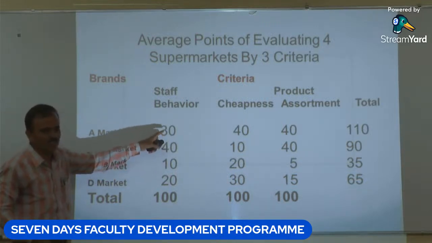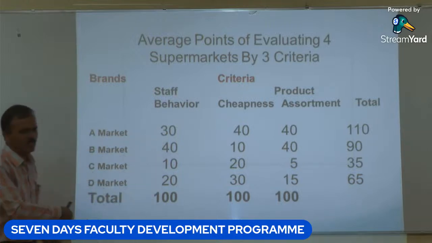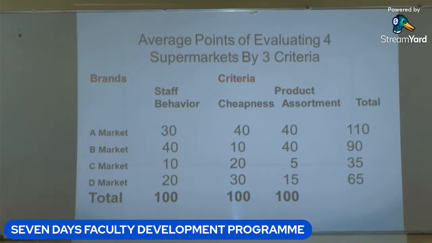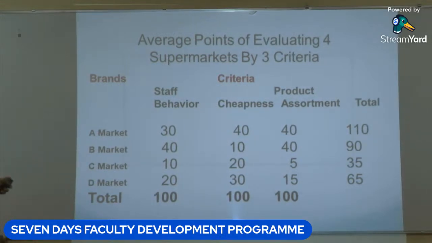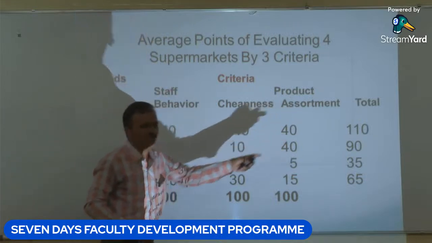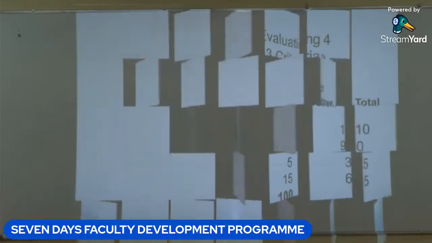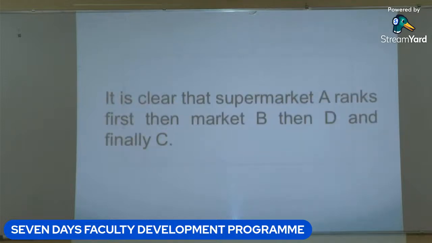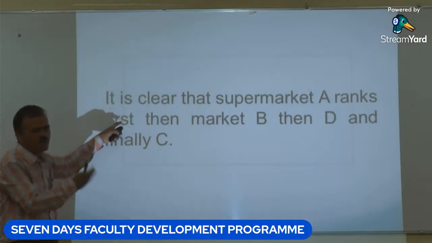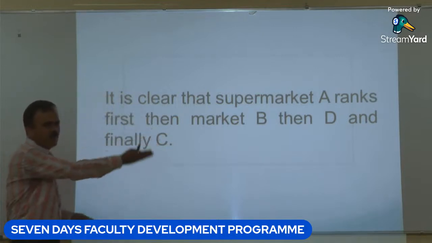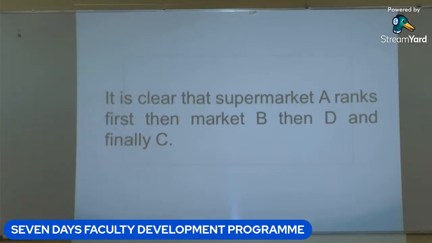So that is 30%, then 40, 20, like this. Based on this, the total is one, the row total and column total, and finally it is a constant point scale because the points are constant between 0 and 100. Then A ranks first, then B, then C, because 110 is for A. Combining the preferences of these 100 consumers regarding the 3 attributes, the highest preference is given to the first market, followed by market B, then D, and finally C.